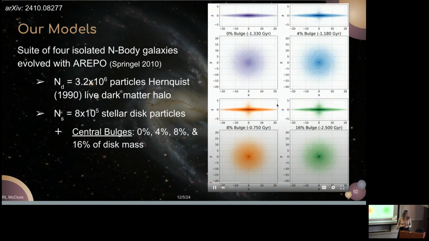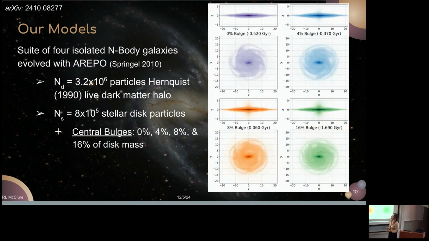The models that I'm using in this work are a set of 4 N-body simulations. These were run by Gus. On the right, we're seeing them evolve in time. I have 0%, 4%, 8%, and 16% bulge of the disk mass. And what you'll see is that the inclusion of that central bulge does change how, over time, these features evolve.